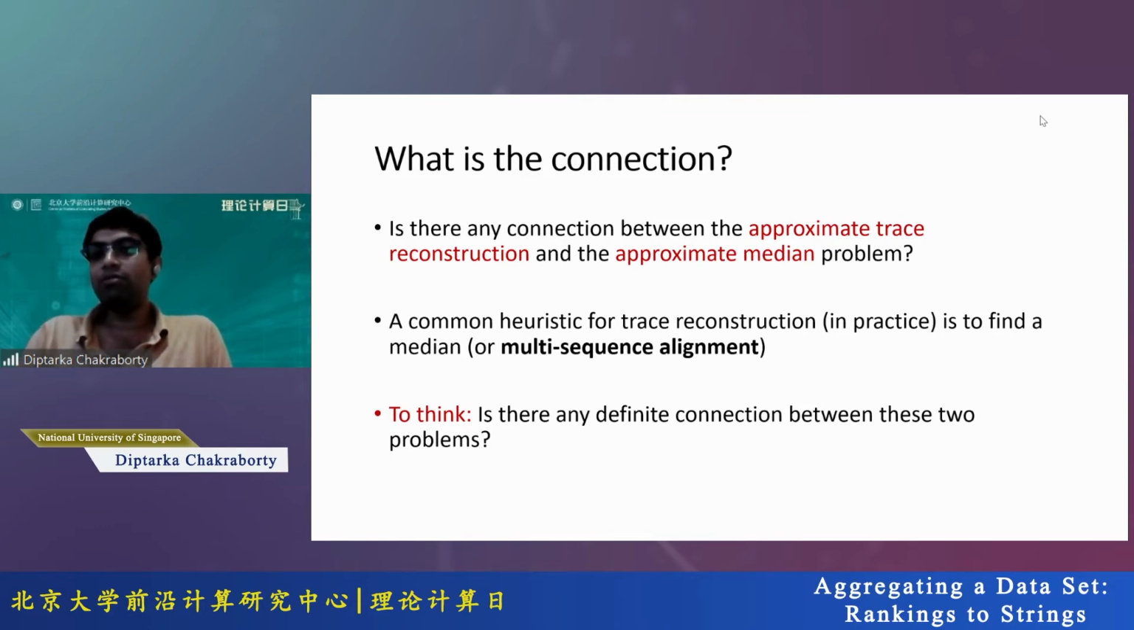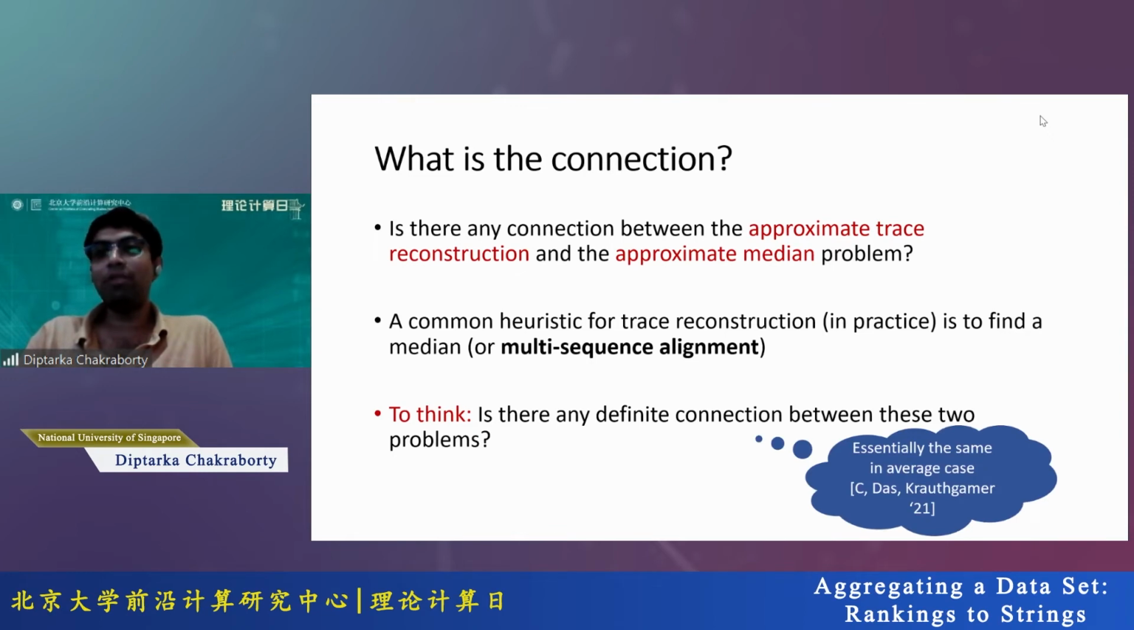So last year, with Debarati Das and Robert Krauthgamer, we showed that essentially these two problems are the same, at least in the average case. Recall that the average case is where the underlying string was randomly chosen. In that version, these two problems are essentially the same. If you could solve trace reconstruction, you will get a very good approximate median. On the other hand, if you can solve the approximate median version, you get a very good trace reconstruction. I will not elaborate on this result here, but I want to mention that it is known, so feel free to go to the paper and take a look.